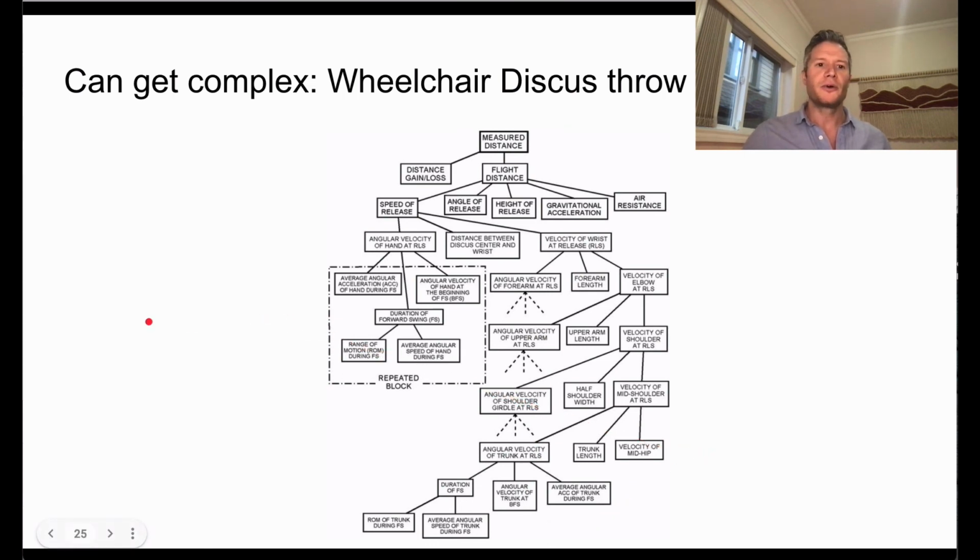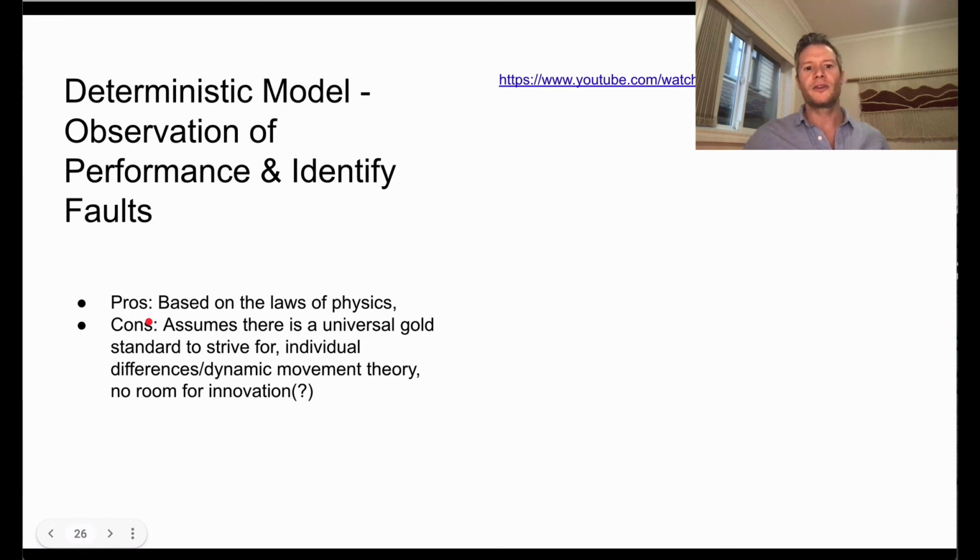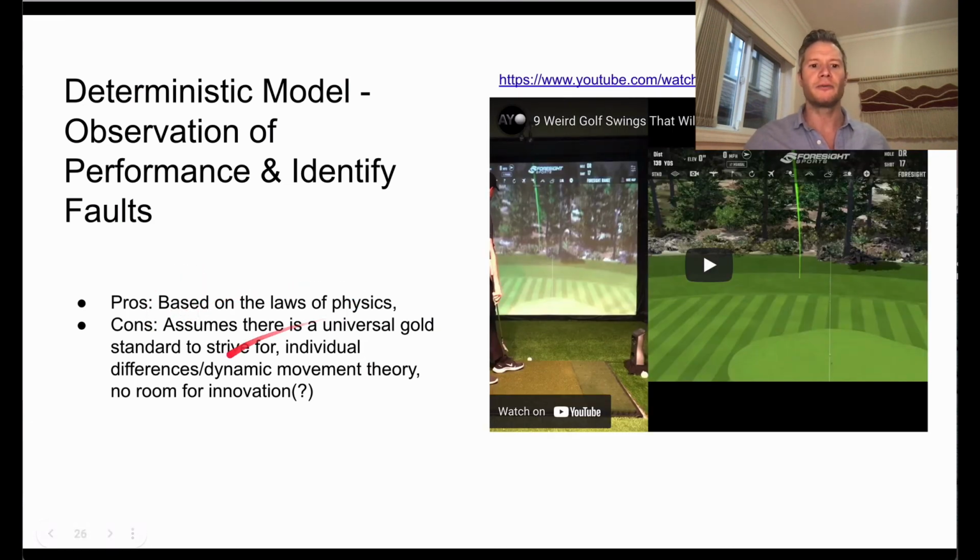Okay, so ultimately the pros and cons here with a deterministic model or a biomechanical approach is, the pro is it's based on physics. There are laws that apply to every person doing this action and movement. The downside is it creates a universal goal where all movers have to do this in order to achieve, right? You have to do certain things in order to achieve this. But that's not always necessarily the case.